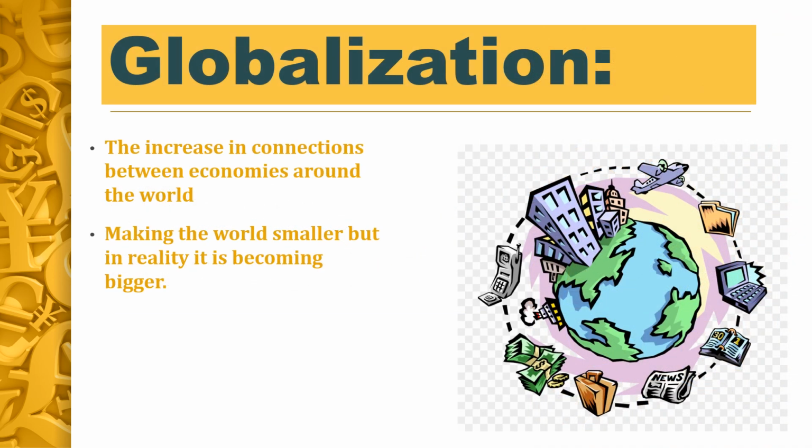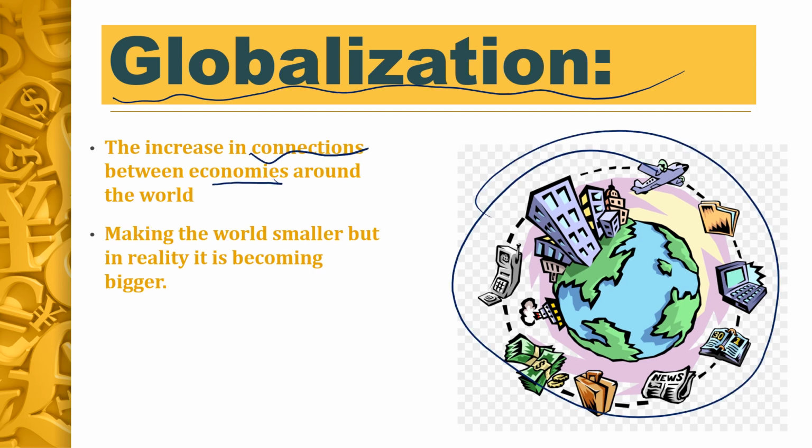Now, this happens because of something called globalization. Globalization is the increasing social, technological, political, and economic interdependence and interaction between people, firms, and entire economies around the world. Now, this happens through increase in connections between economies all around the world, okay, making the world smaller, but in reality, it is becoming bigger.